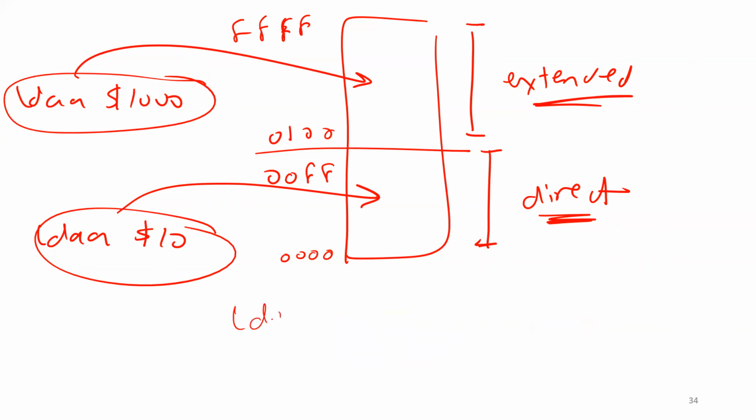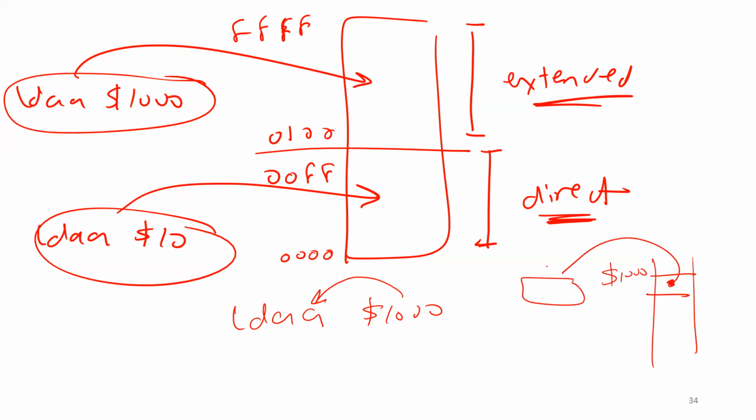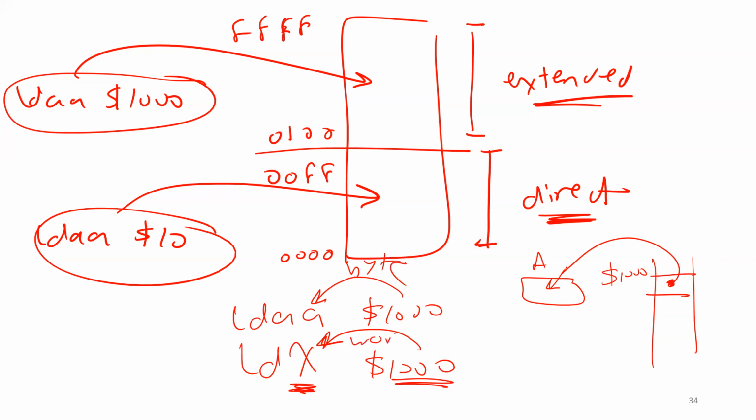When I say load A 1000, that means I want to read a byte from 1000 and put it in A. That means if I go to location 1000, whatever is there, I'm going to read the byte from there and put it in register A. Is that okay? However, if I say load X 1000, here I'm going to read the word. Here I'm going to read the byte, but here I'm going to read the word from 1000 and put it in X.